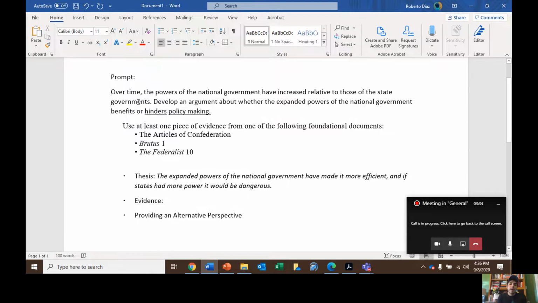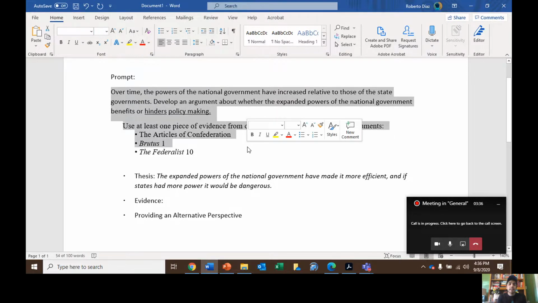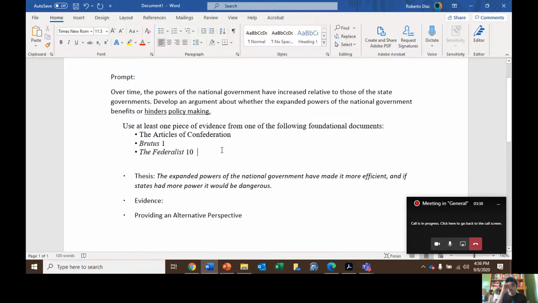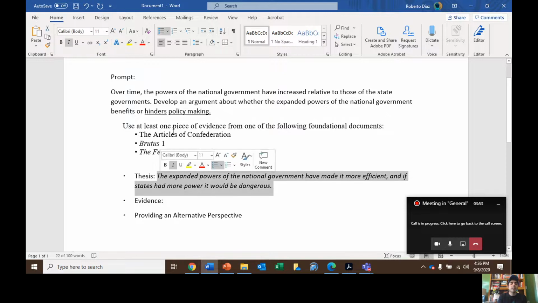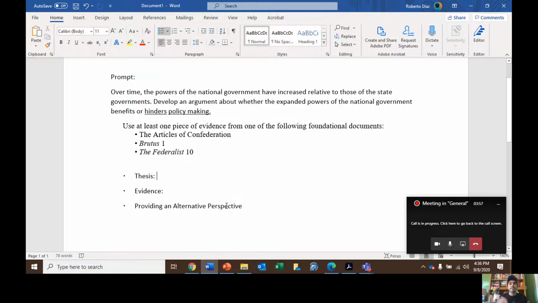Over time, the powers of the national government have increased relative to those of state governments. Develop an argument about whether the expanded powers of the national government benefits or hinders policymaking. Use at least one piece of evidence from one of the following foundational documents: the Articles of Confederation, Brutus No. 1, or Federalist No. 10. This is the thesis statement College Board came up with, because this is the old released prompt, and I will be trying to support that thesis statement.